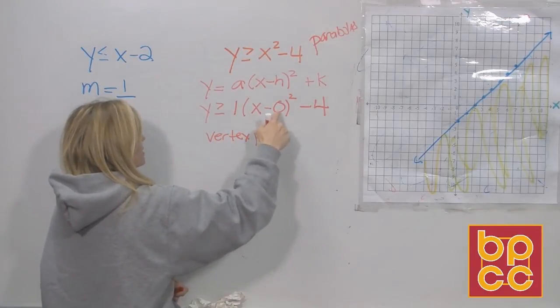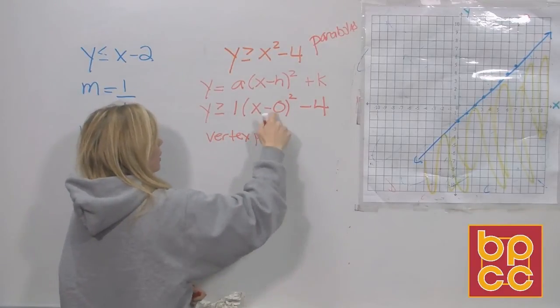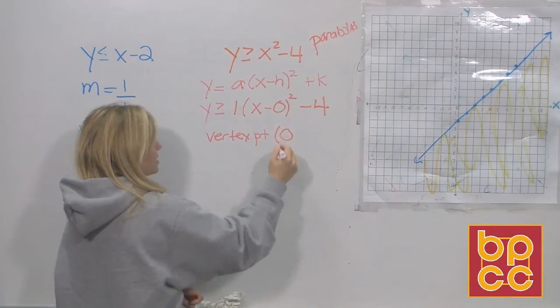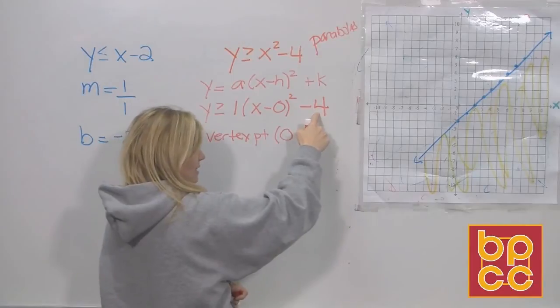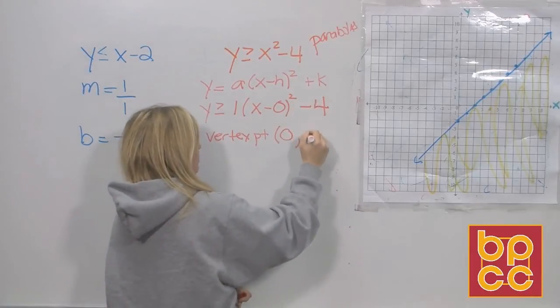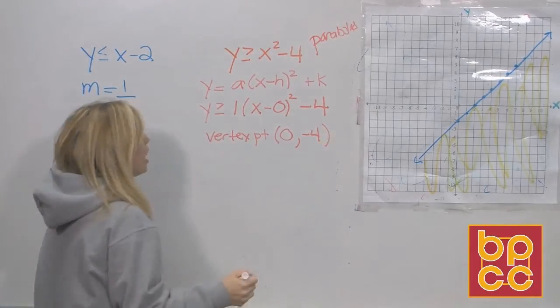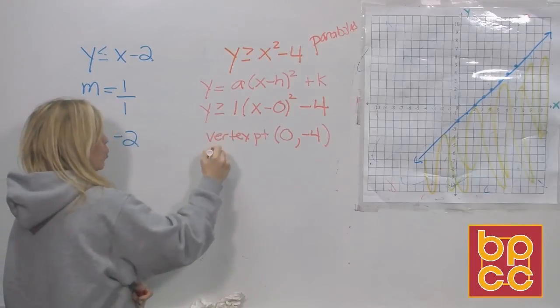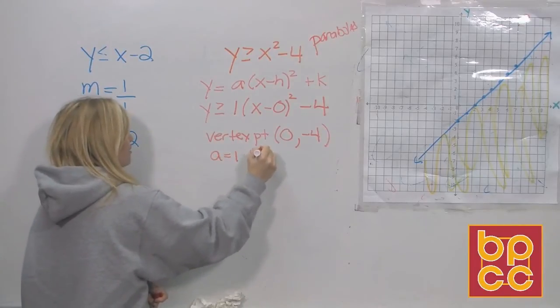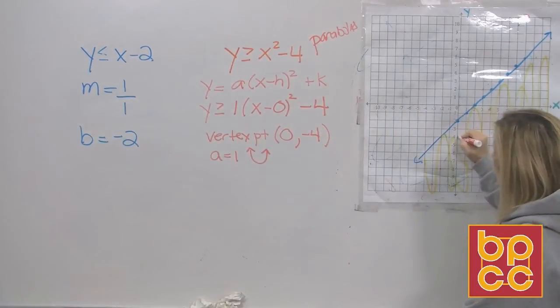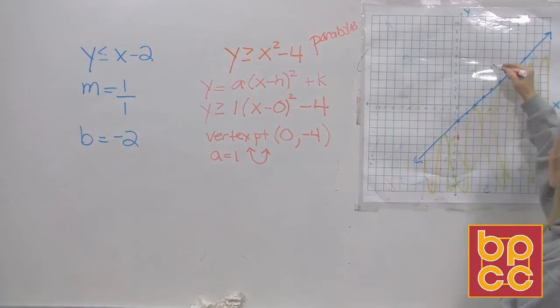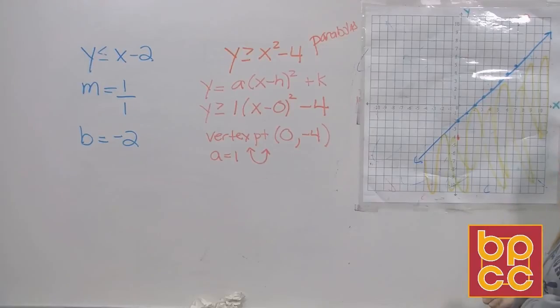So the vertex point is 0, negative 4. Remember, what's inside becomes the opposite. Well, there is no opposite to 0. What's outside here, k, stays the same. We also know, because the a value is 1, if it's positive, the parabola turns up. Well, we know if we plot 0, negative 4, and it turns up, we don't have enough information.